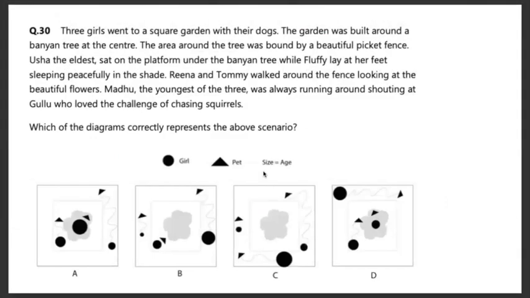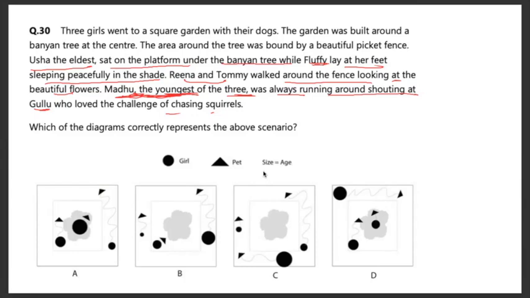Three girls went to a square garden with their dogs. The garden was built around a banyan tree at the center. The area around the tree was bounded by a beautiful picket fence. Usha, the eldest, sat on the platform under the banyan tree, while Fluffy, who may be her dog, lay at her feet, sleeping peacefully in the shade. Reena and Tommy walked around the fence looking at the beautiful flowers. Madhu, the youngest of the three, was always running around shouting at Gulu, who might have been her dog, who loved the challenge of chasing squirrels.